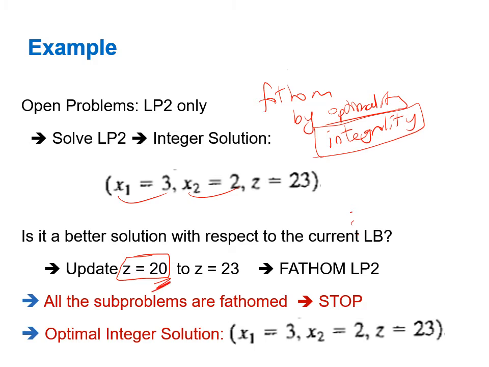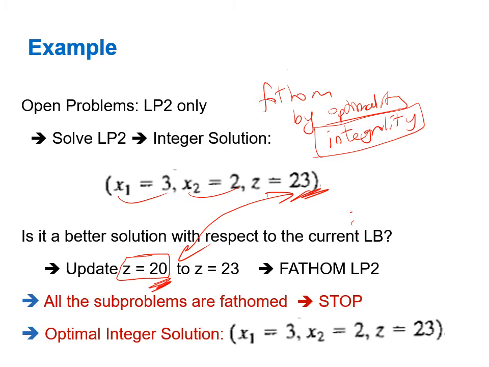This was an integer solution. This was the best integer solution that I found until this time. But now I have a new integer solution. I need to compare them with each other, because at the end, I will report the optimal solution, the best integer solution. And I should be able to say that, okay, this is the best integer solution. So I need to keep track of the best solution.